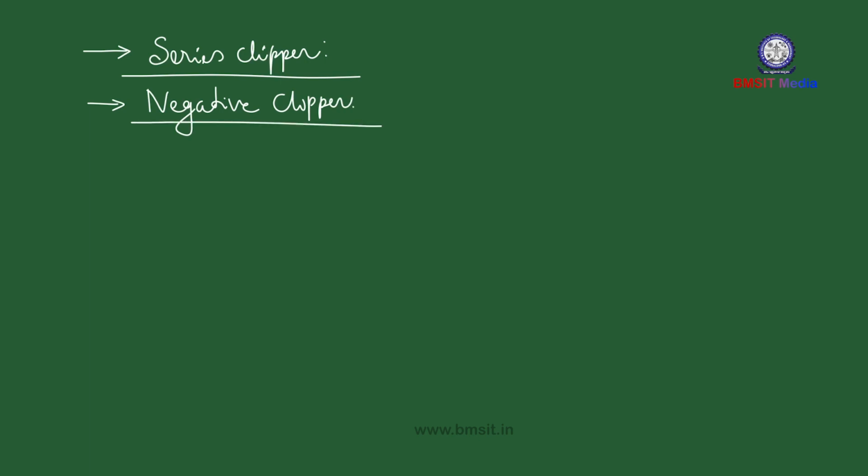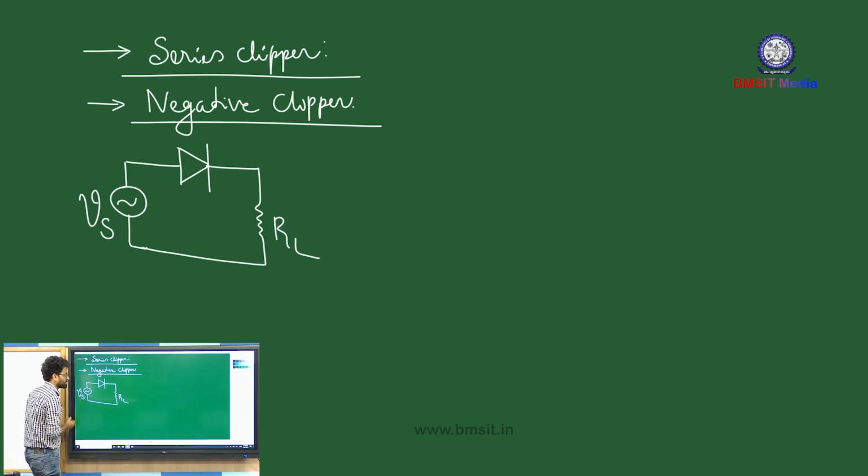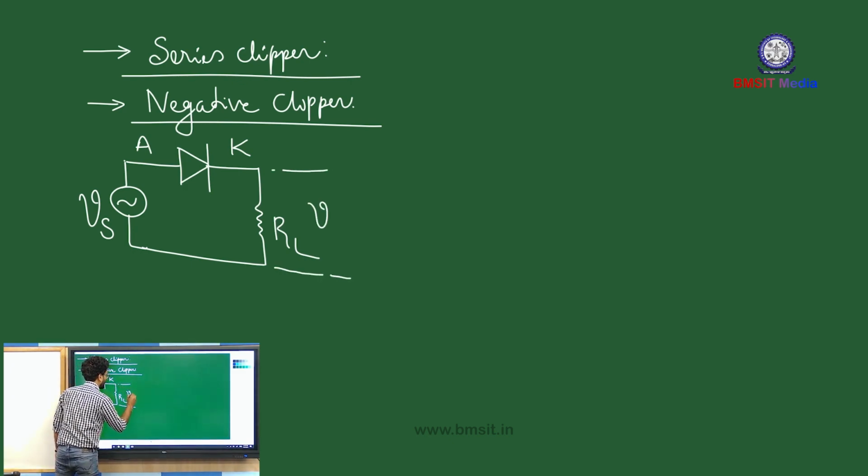We'll talk about the parallel clipper analysis sometime later. So let's start with the series clipper analysis. First, let us consider a negative clipper. Example for a series negative clipper is going to be your half-wave rectifier circuit. Source voltage, which is a sinusoidal source voltage. Anode terminal and cathode terminal. And across the load resistor, the output is measured.